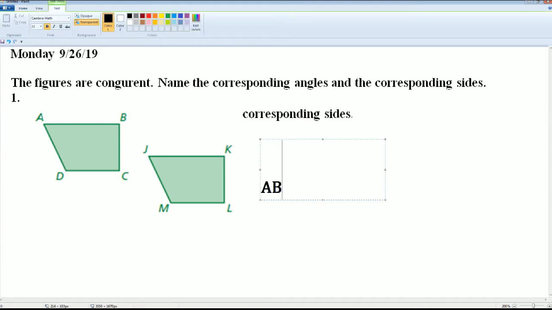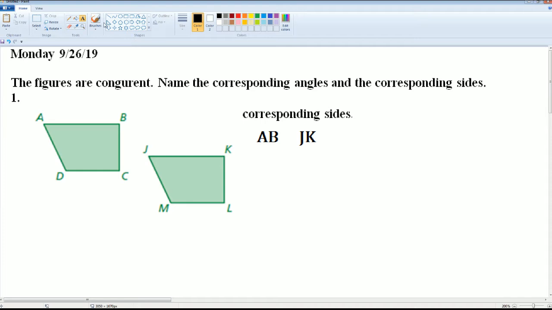So we can write AB is going to be congruent to JK. We need to have the bar to indicate that it is a line, and we need to show the symbol, which is an equal sign with the squiggly on top. This shows us that line AB is congruent to line JK.